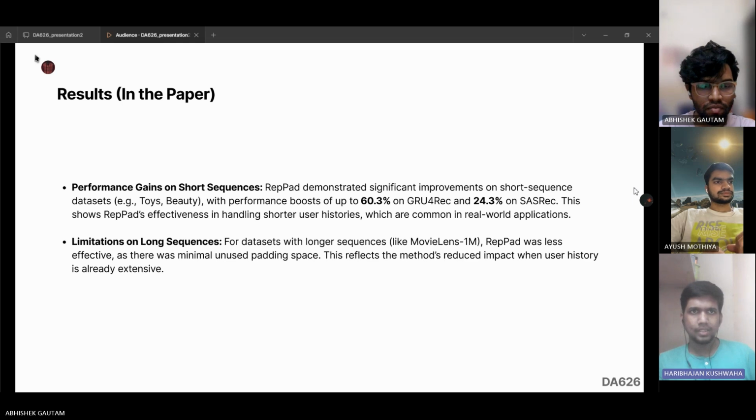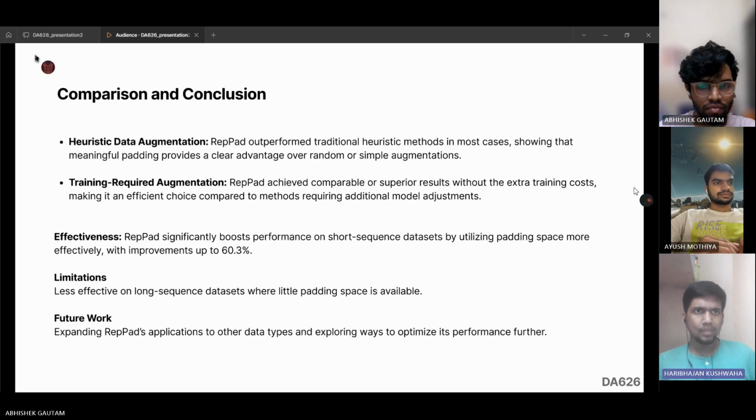Coming to the last slide, as we wrap up, let's summarize the key points and draw comparisons between RepPad and other data augmentation methods. In our experiments, RepPad consistently outperformed traditional heuristic methods. While many data augmentation techniques rely on random or simple modifications to the input data, RepPad introduces meaningful padding, which provides a clear advantage.